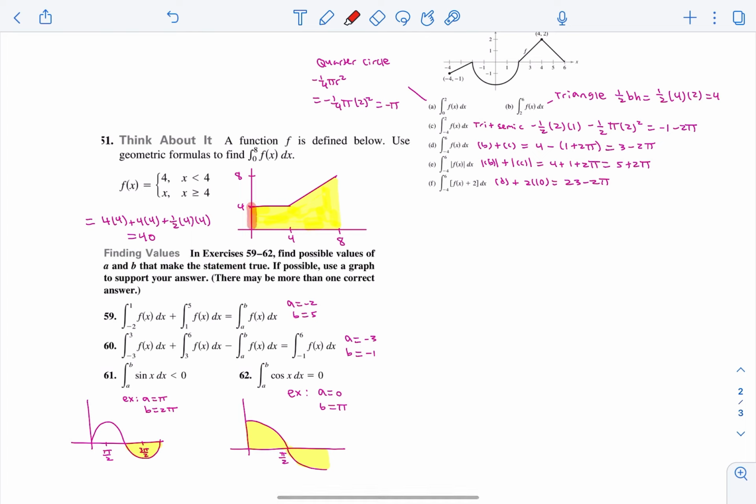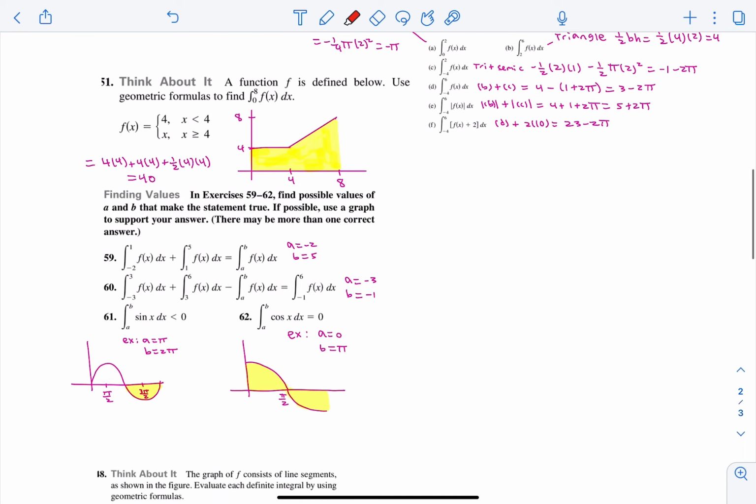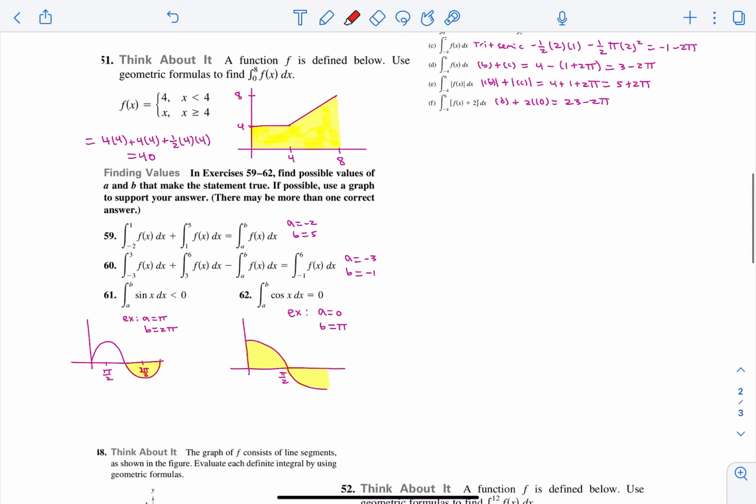So we can see it's made up of a rectangle, a different rectangle, and a triangle. So once we find those areas, we can just add them together, and our answer is 40. Okay, so for the last section, I'm going to do part 61.